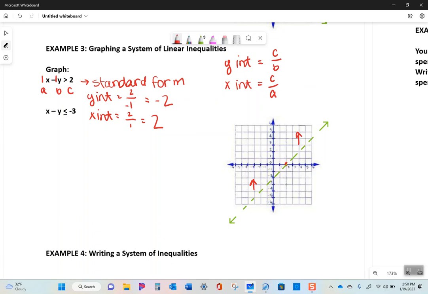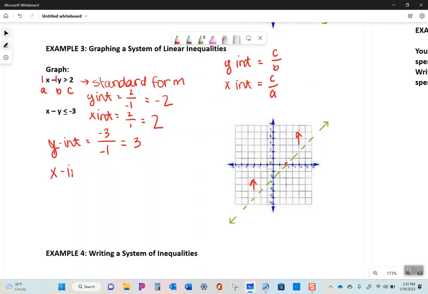All right, let's do the second one now. Okay, so what's going to be my y? So y-intercept, what's my y-intercept going to be? What's my c? -3. Divided by, what's my b? -1, which equals what? +3.